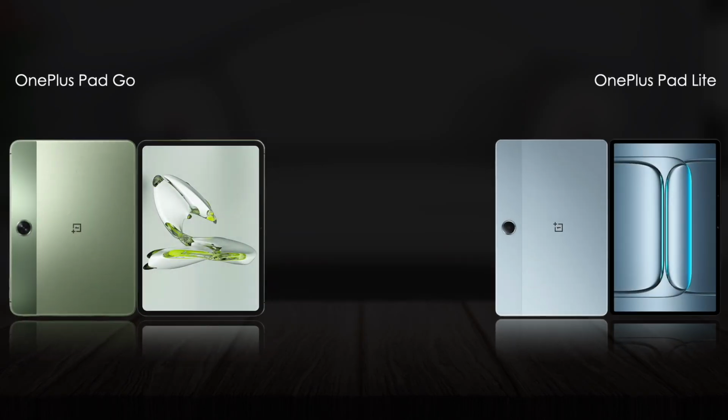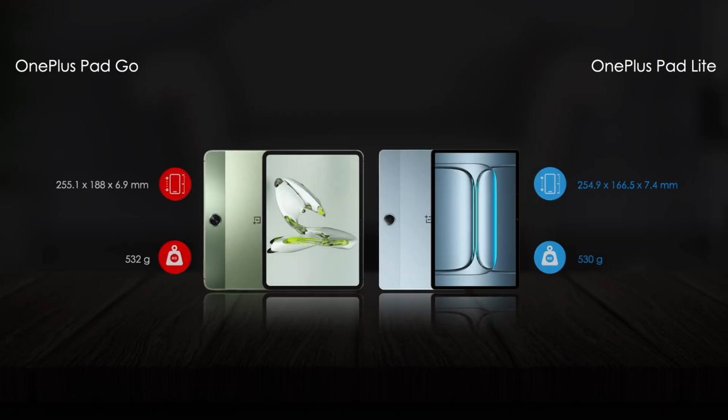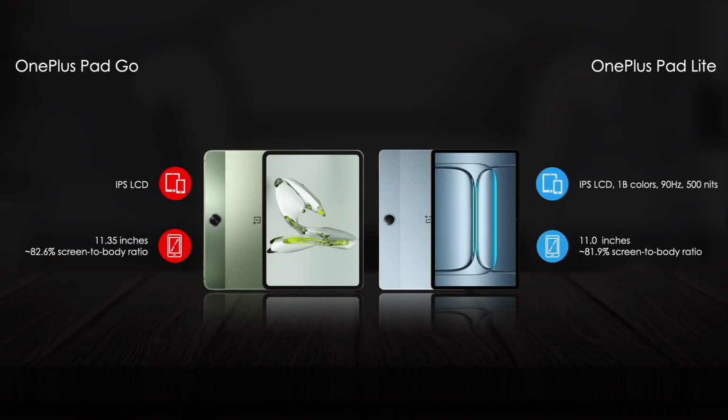Here we are comparing OnePlus Pad Lite and OnePlus Pad Go. Let's see this full video. First compare the body features. Next compare display features. Both devices come with an IPS LCD display.